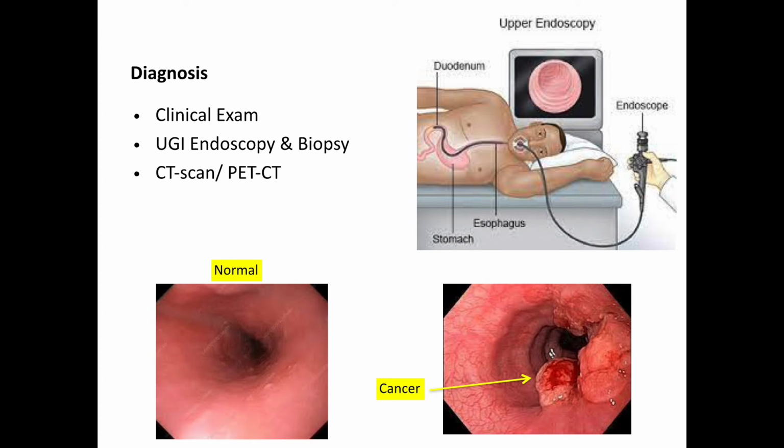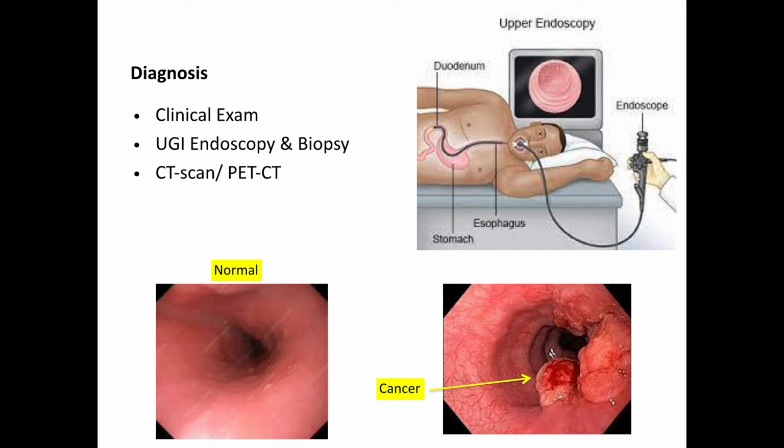The diagnosis of any cancer involves a thorough clinical examination and physical examination as well as a detailed history, but every cancer has its own specific investigations. The specific investigations we do for these luminal cancers, the first one would include an endoscopy. So what is an upper GI endoscopy?